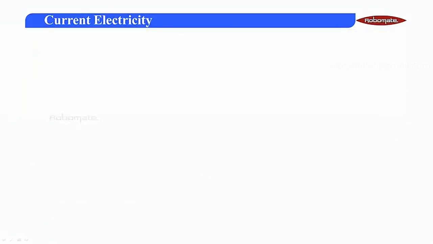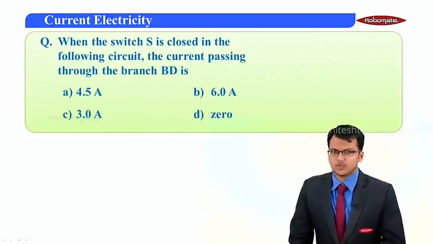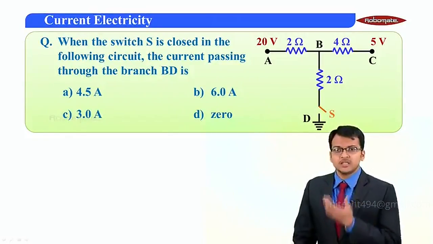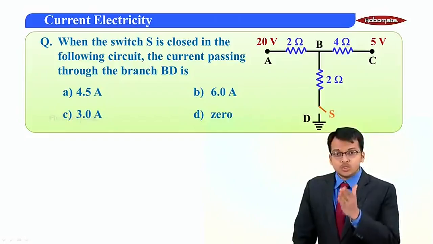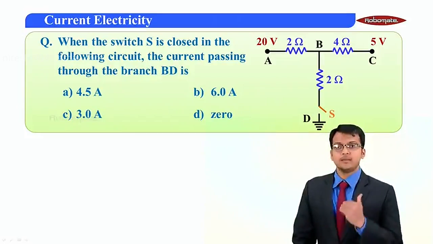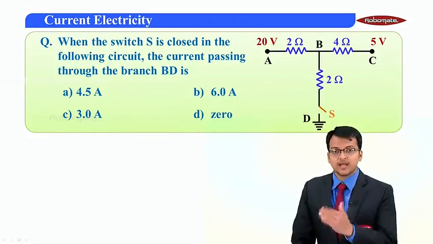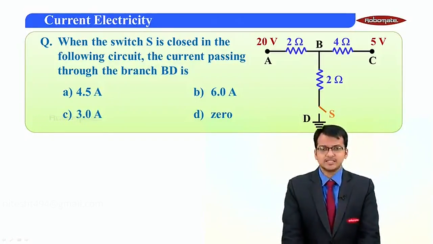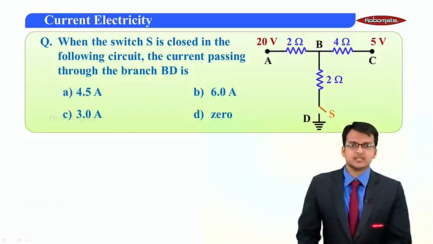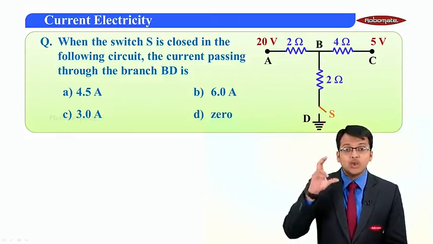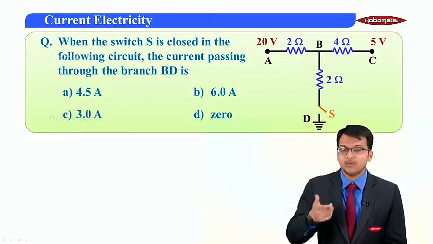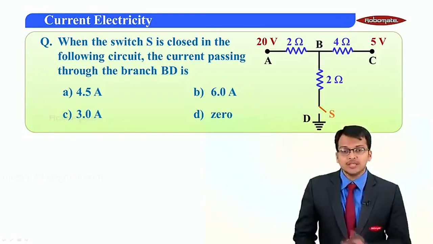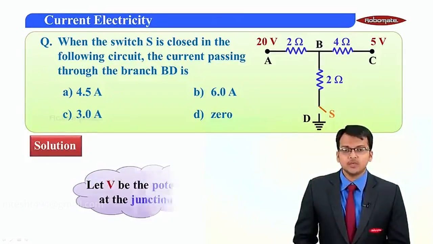Perfect. Moving ahead with our last question for this module. Again, a beautiful question. The question says, when the switch S is closed in the following circuit, the current passing through the branch BD is. Now, dear students, let's analyze this circuit. There is no current flowing through the branch BD right now. Why? Because the key, that is S, is open. So when I close it, there will definitely be some current flowing through it.